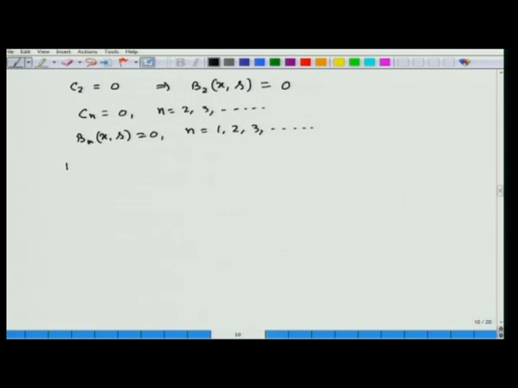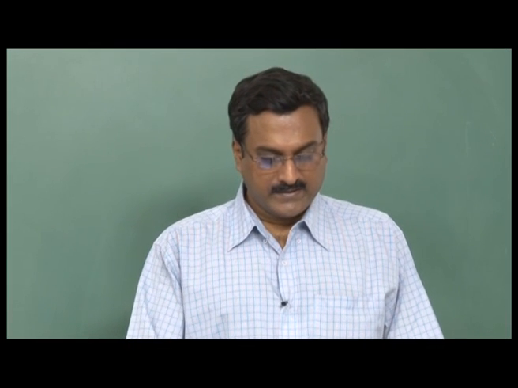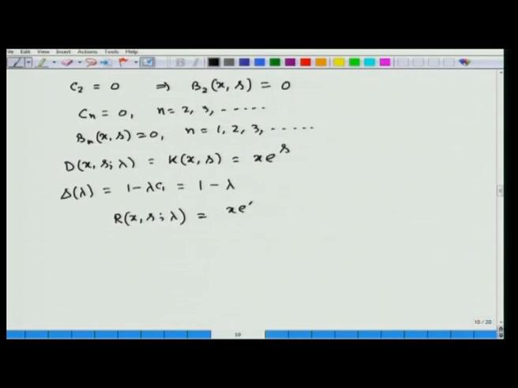So, therefore, D(x, s; lambda) is only K(x, s), that is equal to x e^s, and delta(lambda) is equal to 1 minus lambda C1, since we have evaluated C1 equal to 1. So this will be equal to 1 minus lambda, and therefore the resolvent kernel obtained using Fredholm method, R(x, s; lambda), is equal to x e^s divided by 1 minus lambda.